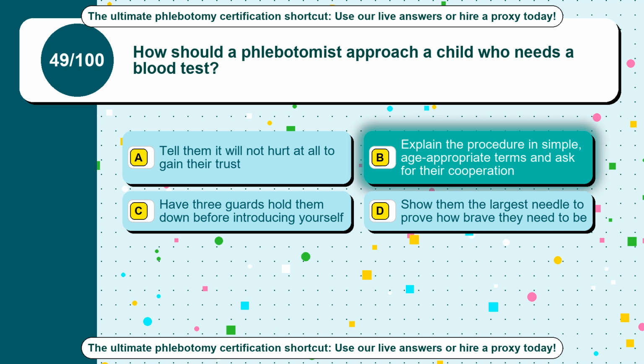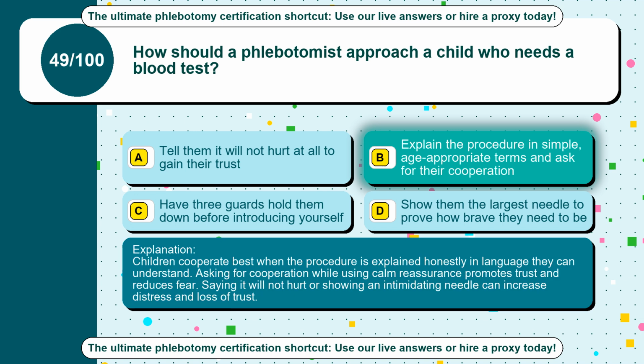The correct answer is option B, explain the procedure in simple, age-appropriate terms and ask for their cooperation. Children cooperate best when the procedure is explained honestly in language they can understand. Asking for cooperation while using calm reassurance promotes trust and reduces fear. Saying it will not hurt or showing an intimidating needle can increase distress and loss of trust.